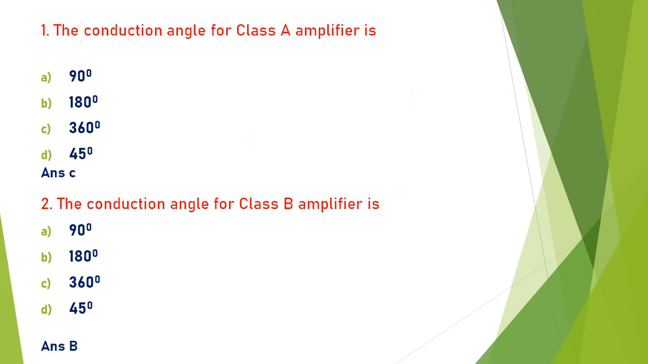So let's start. The conduction angle for a class A amplifier is, so generally you studied this type of question, this type of class A, B, C, D amplifier, in the first year of your semester in electronics and communication or in electrical engineering. The conduction angle for a class A amplifier is generally 360 degrees. It requires the complete full cycle, and the complete full cycle is 360 degrees. So the answer is C. Similarly, the conduction angle for a class B amplifier generally requires half a cycle compared to class A. So the conduction angle for a class B amplifier is 180 degrees. So the answer is B.